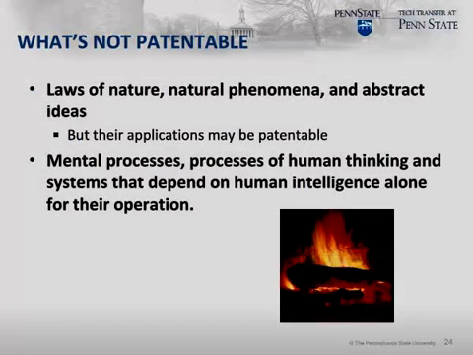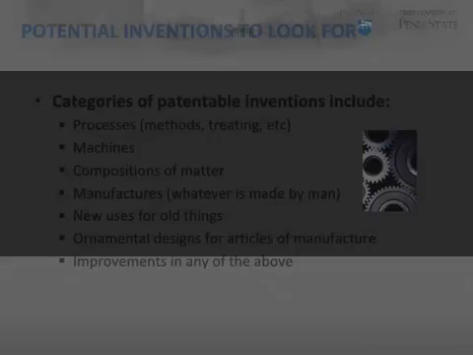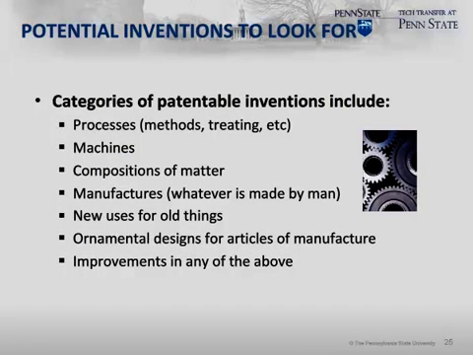There are, however, some absolute barriers to patentability. One cannot patent laws of nature, natural phenomena, and abstract ideas. The applications, though, may be patentable. For example, Einstein's theory of relativity cannot be patented. It is a law of nature, but its application may be patentable. Other non-patentable items are mental processes, process of human thinking, and systems which depend on human intelligence alone for their operation. As a guideline, some potential inventions to look for when evaluating your research projects.